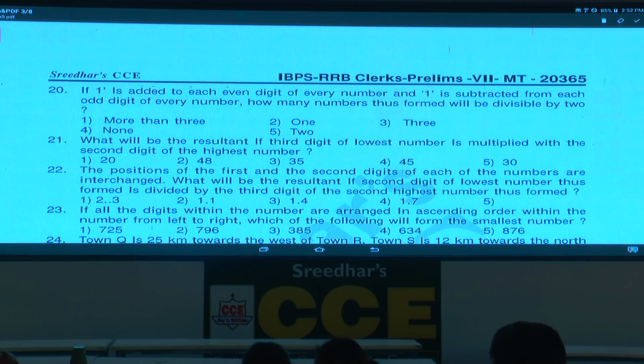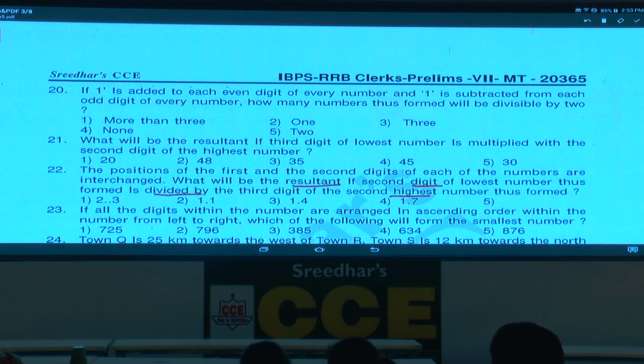Now 22nd. Positions of the first and the second digits of each of the numbers are interchanged. 1 and 2 are interchanged. If 1 and 2 are interchanged, then what will be the resultant if the second digit of the lowest number thus formed is divided by the third digit of the second highest number, isn't it? Now what are the numbers here? First and the second digit of each of the numbers are interchanged. Second digit of the lowest number divided by the third digit of the second highest number.